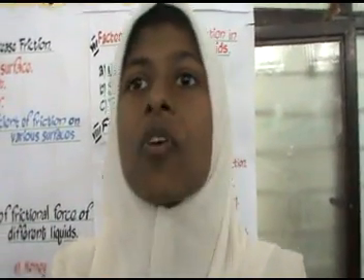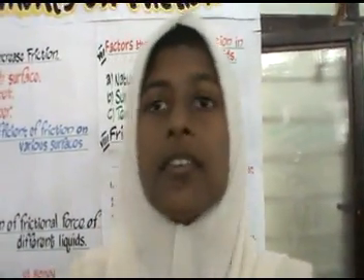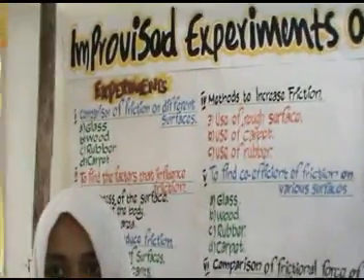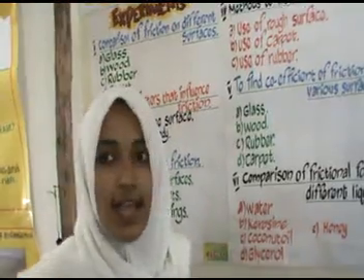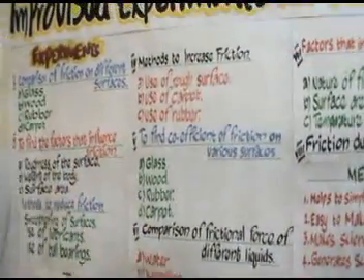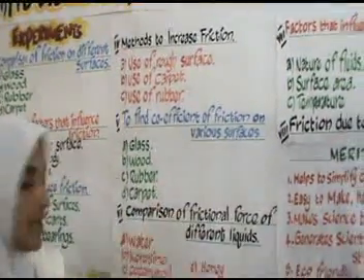which makes science teaching easy and interesting. Its name is Improvised Experiments on Friction. Here, we are going to demonstrate certain experiments: methods of friction force on different surfaces to find the factors that influence friction, methods to reduce friction, methods to increase friction, and to find out the coefficient of friction on various surfaces.